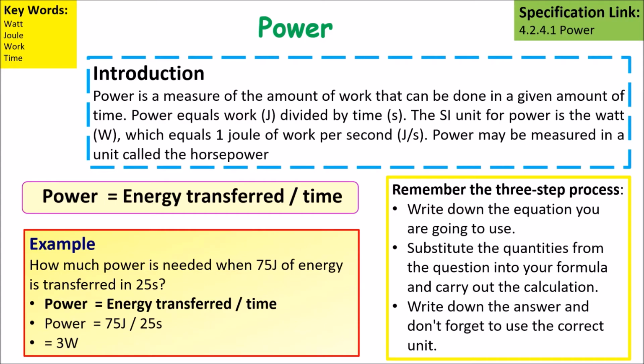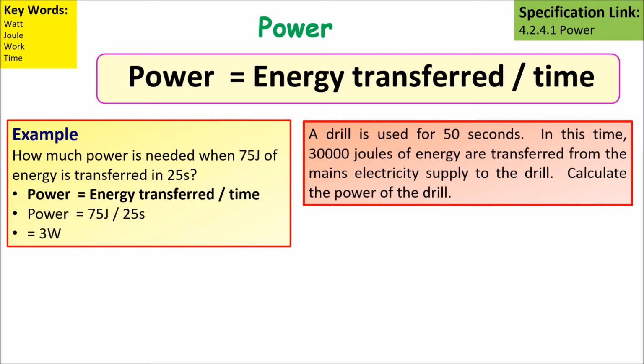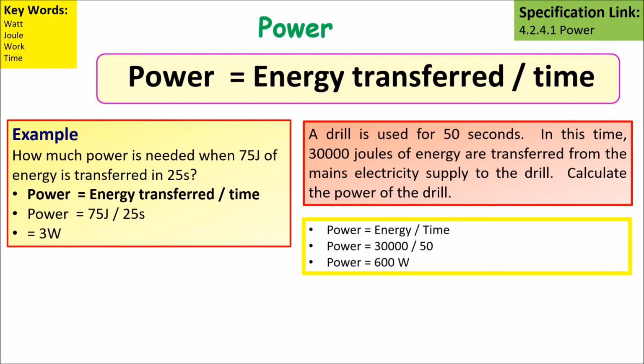The second way to work this out is power is equal to energy transferred divided by time. So if we had 75 joules of energy transferred in 25 seconds, what would the power be? You're just going to do 75 divided by 25, which would give us a power of 3 watts. If we're looking at another example, a drill is used for 50 seconds. In this time, 30,000 joules of energy is transferred from the mains electric supply to the drill. If we're calculating the power of the drill, it's just going to be energy divided by time. So 30,000 divided by 50, which would give us 600 watts.